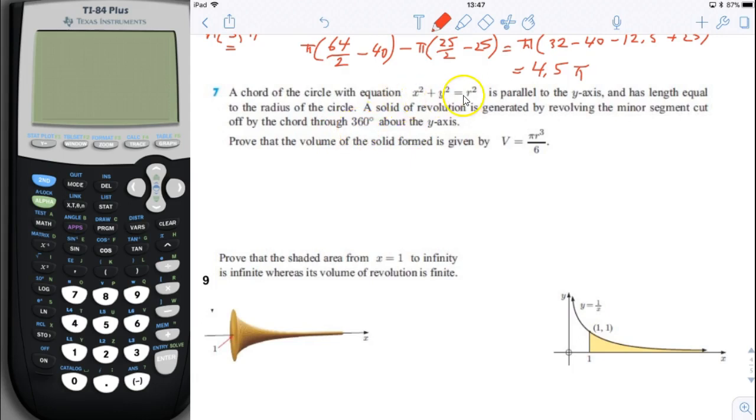X squared plus y squared equals r squared is a circle centered at the origin. So basically it looks like that. The radius of the circle, of course, is r. And they said that they're going to cut a chord parallel to the y-axis with a length equal to the radius. That's the radius, right? So if I cut a chord with a length equal to the radius, it would be about there. Okay, so there's a chord.